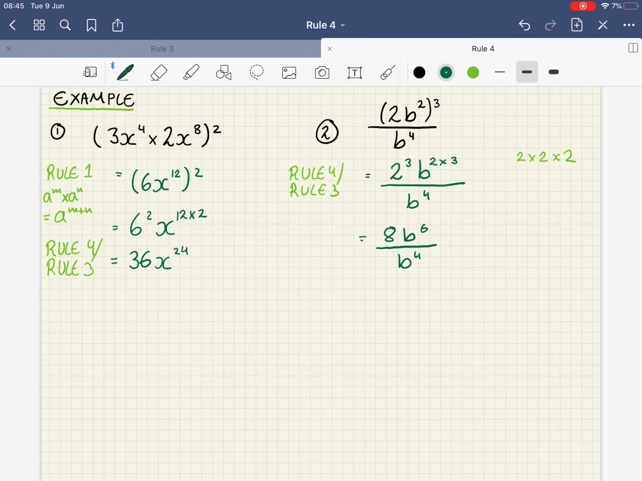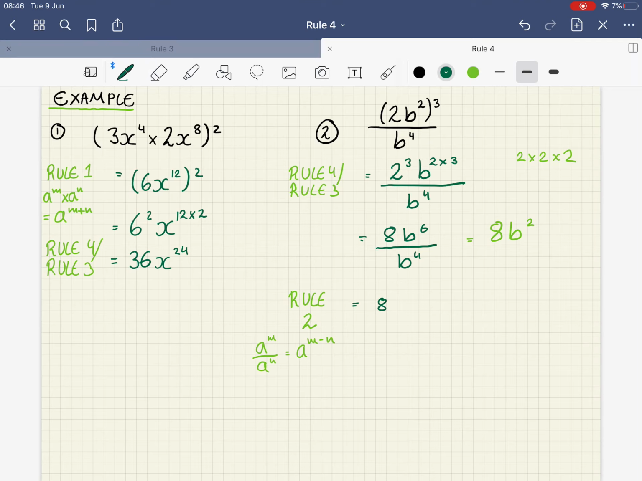And now I can start trying to neaten this up. So I can use my rule 2 here, where if I used the rule 2, I would look at this 6 and the 4. There's no number to go with that 8 at the front, so that 8's just going to be left alone. And my rule 2, remember, when we are dividing, we take away the powers. So if I did it in that way, I'm going to put 8 and then 6, take away 4 is 2, so it'll be b squared.